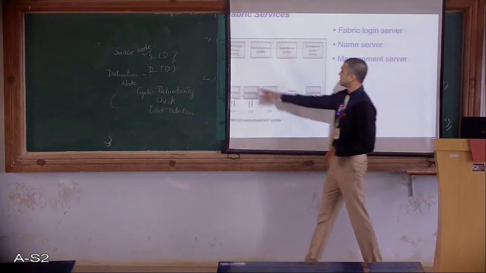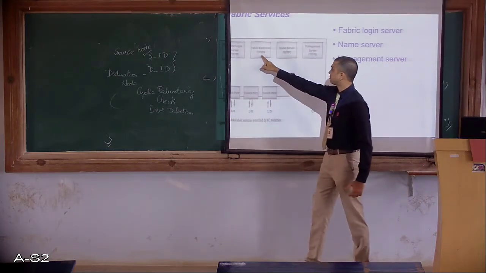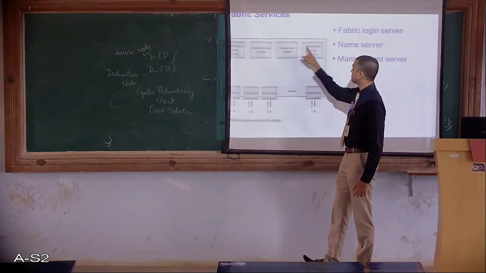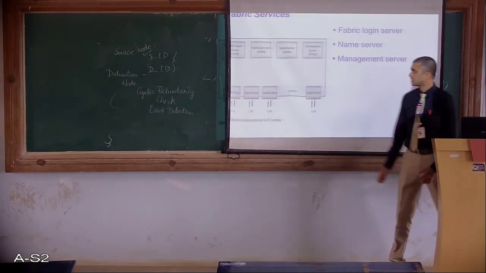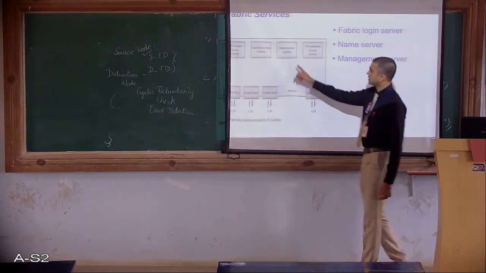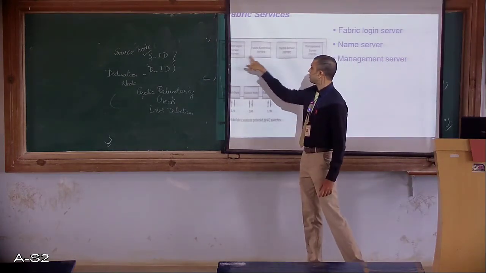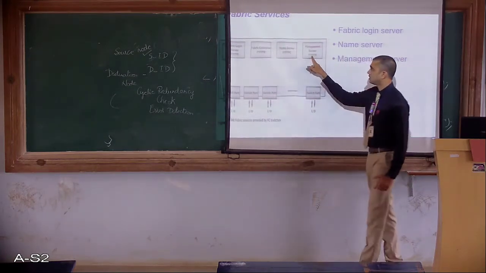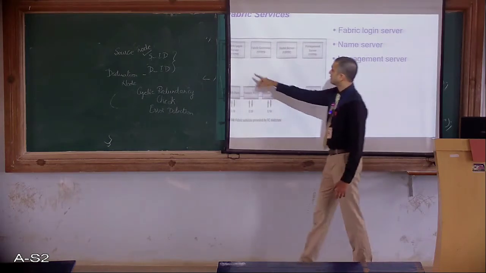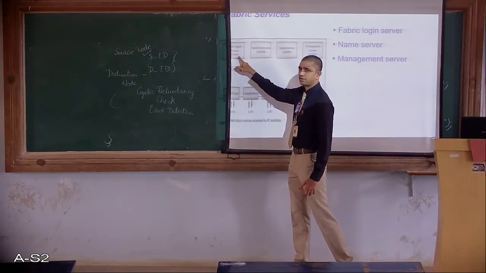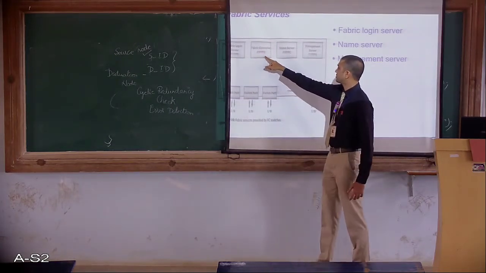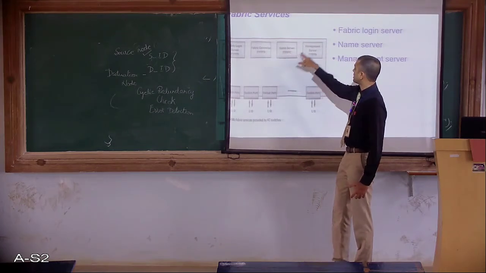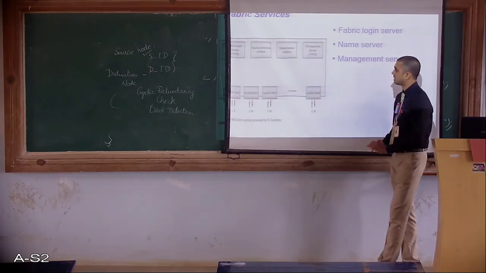This is called the fabric login server. Then we have the fabric controller, then the name server and management server. As you can see in this diagram, there is a predefined address associated with each of these services. The fabric login server has a predefined address, the fabric controller has a predefined address, the name server has an address, and the management server has an address.